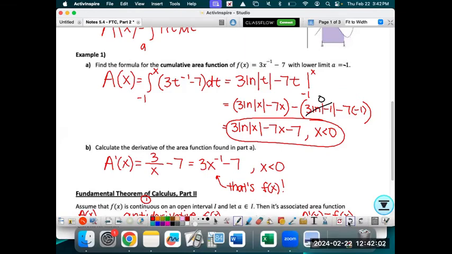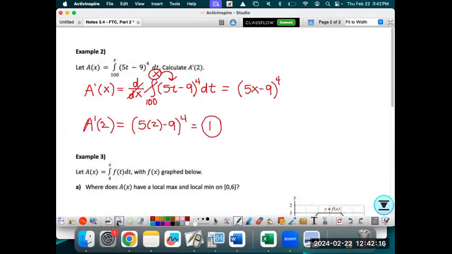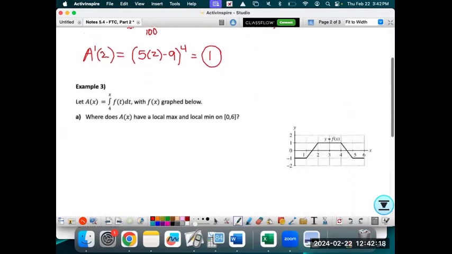So they disappear. They have no role in the derivative of that integral or of that antiderivative. So that's why the lower bound, when it's a number, doesn't really matter. All right, let's go to example 3.